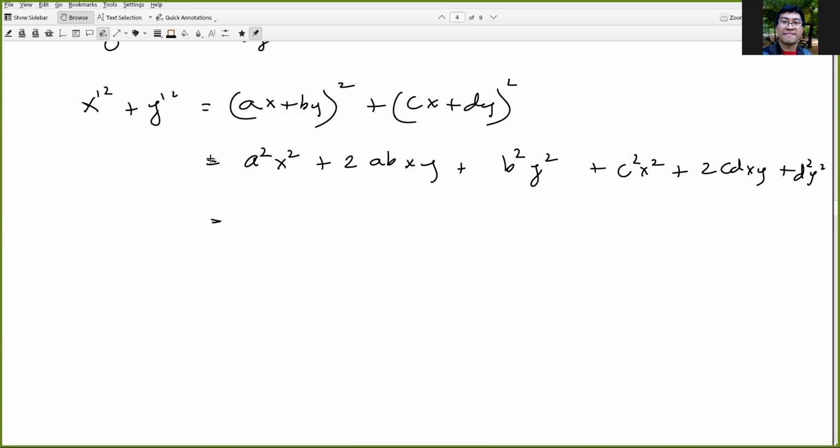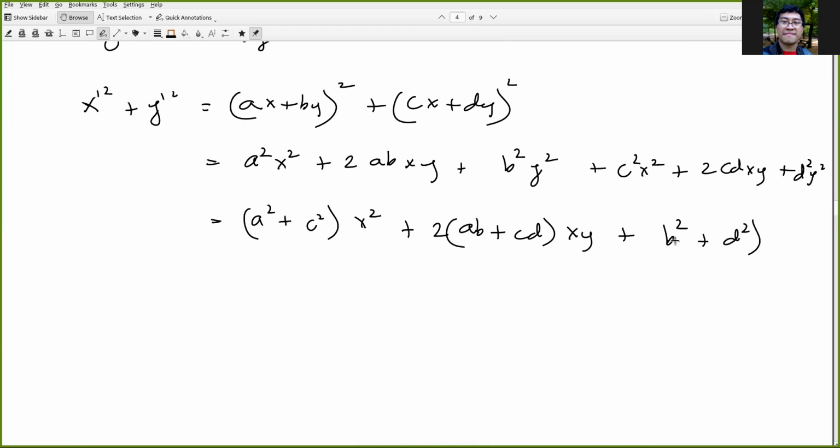Grouping similar terms, let's say a squared plus c squared times x squared, plus 2 times (ab plus cd) xy, plus (b squared plus d squared) y squared.